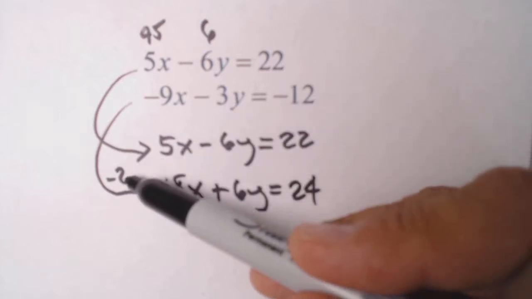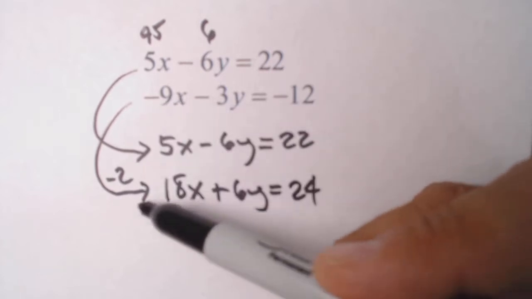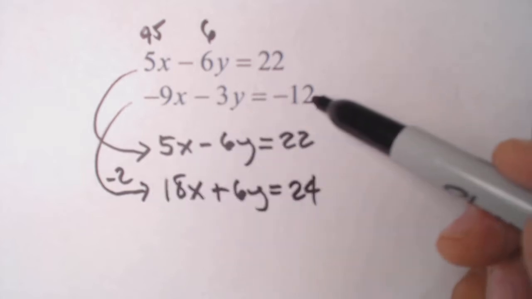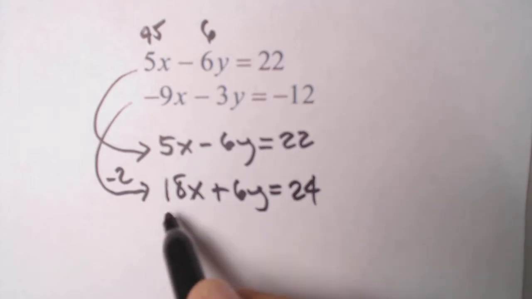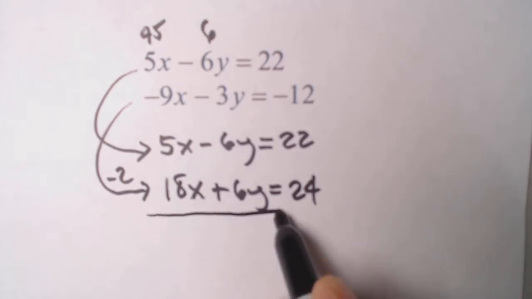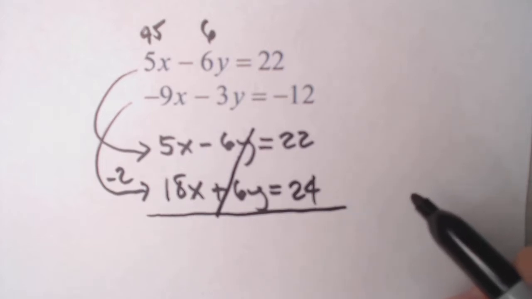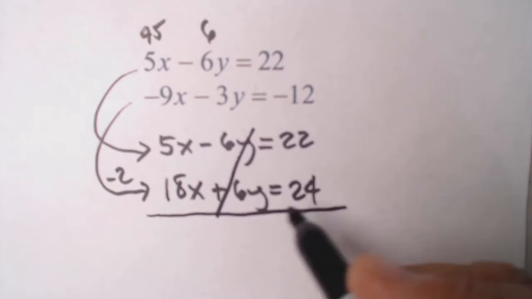Let's quickly double check. Negative 2 times negative 9, positive 18. Negative 2 times negative 3, positive 6. Negative 2 times negative 12, positive 24. Okay, looks good. Now, combine these together. Notice the 6y's go out like we designed them to do.